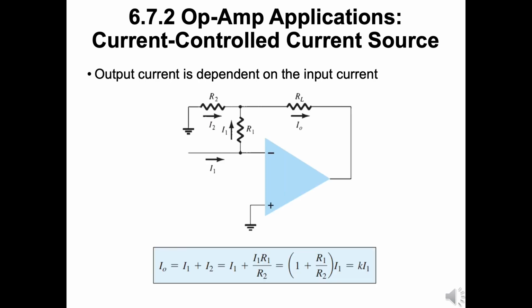In this type of circuit, an output current is provided dependent on the input current. A practical form of the circuit is shown in this figure. The input current I1 can be shown to result in the output current I0 so that I0 equals 1 plus R1 by R2 in bracket with I1.